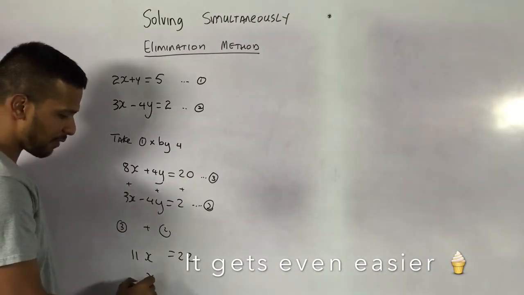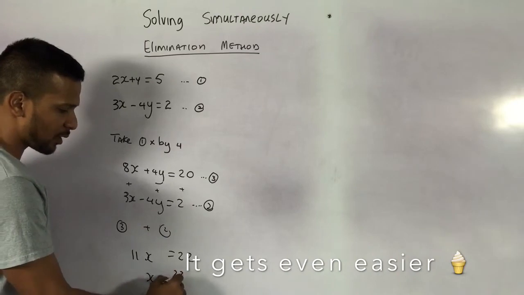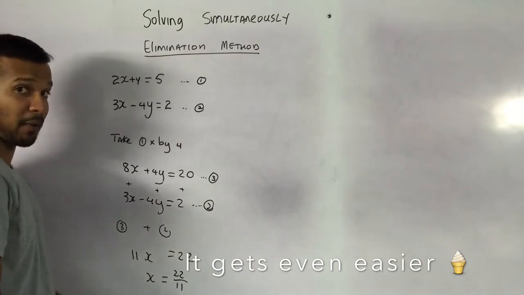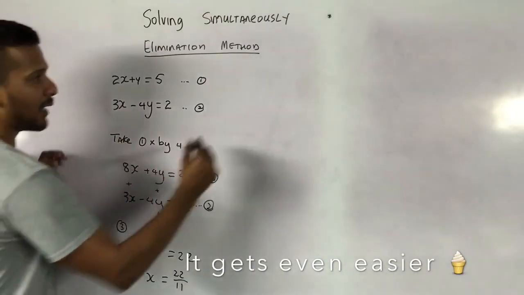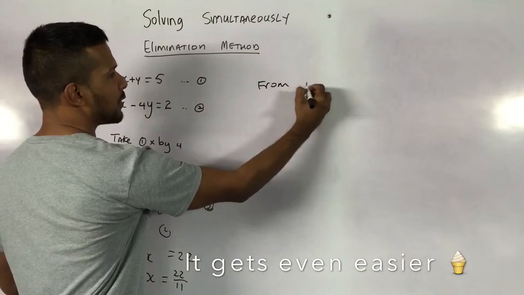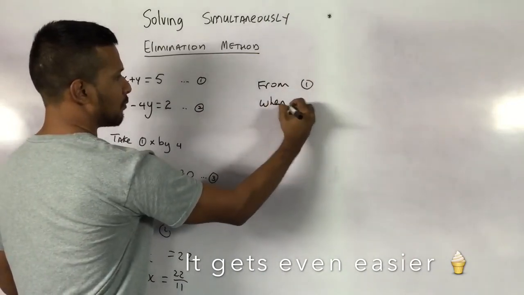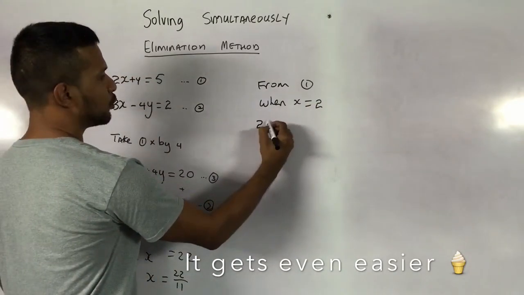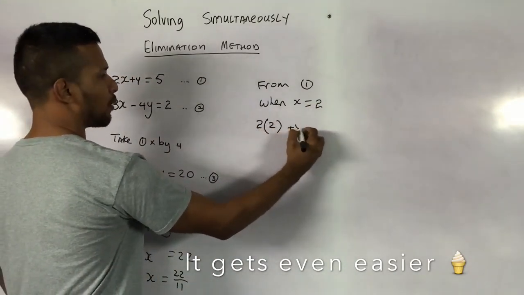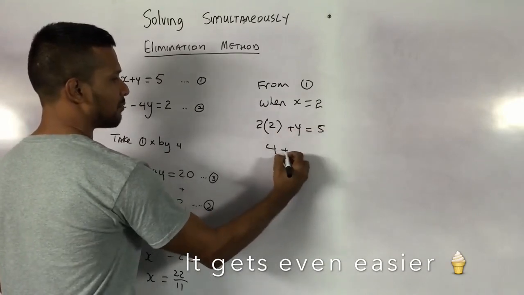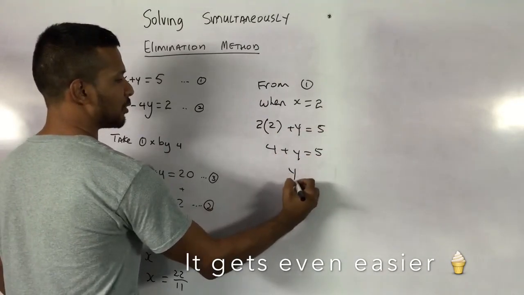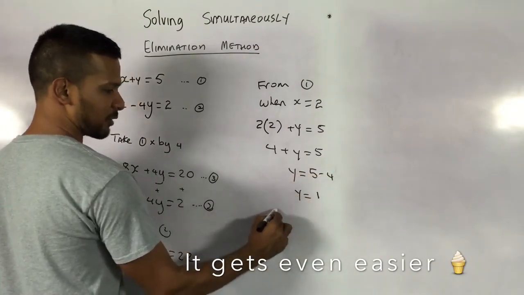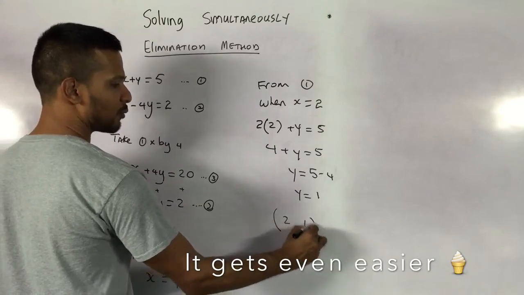And here, I divide both sides by 11, and I'll get x is equal to 22 divided by 11, which is 2. Okay? But I'm not done. Remember, I have two equations. So I can say now, from equation 1, when x is equal to 2, I will have 2, so x is 2, remember, plus y is equal to 5. So I'll have 4 plus y is 5. So y is equal to 5 minus 4, so y is 1. And the answer written like this, x is 2 and y is 1.